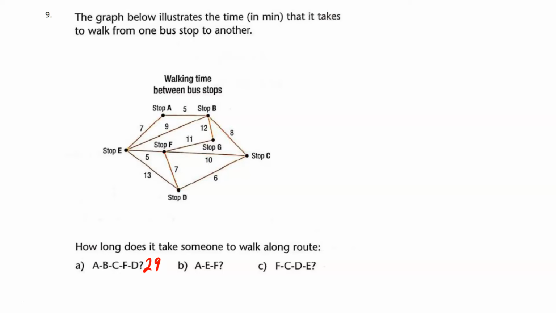The next path is from A to E to F. In that case, we've got a 7 and a 5, which gives us a weight of 12. F, C, D, E has a weight of 10 plus 6 plus 13, which is 29. Each of those weights is designated in minutes. We can say that question A is 29 minutes, and question B is 12 minutes, and question C is 29 minutes.